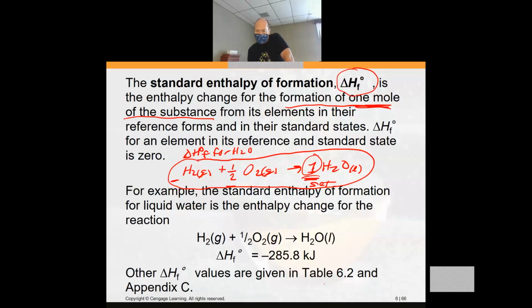All right, and you're going to be given table 6.2. There's nothing to memorize on table 6.2. And there's also a table in Appendix C. If table 6.2 doesn't have the substance you're looking for, go to Appendix C, and they have more listed at Appendix C.